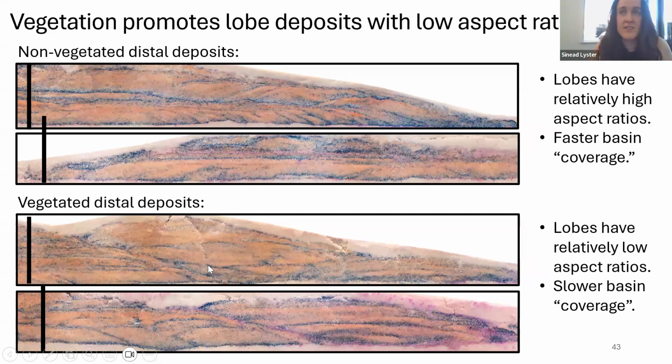Whereas when we look down at our vegetated distal deposits, here we see that actually there's a higher lobiness. And by that I mean, these lobe deposits are narrower relative to their height. So they have lower aspect ratios. So if we compare them, there's a very obvious difference in lobe aspect ratio, which is something that we can potentially see in outcrop in the field.